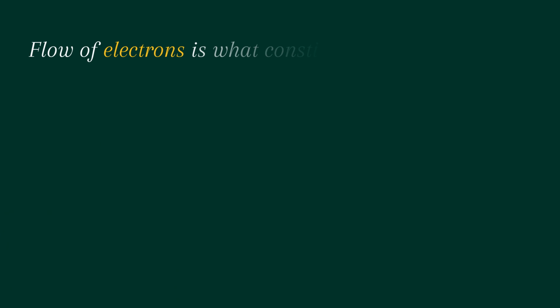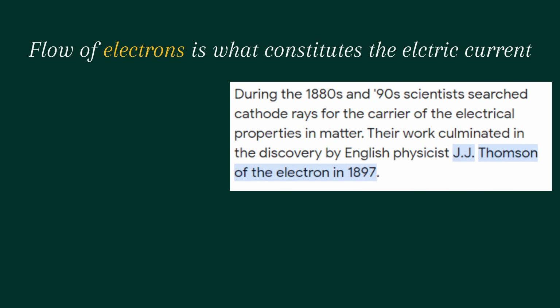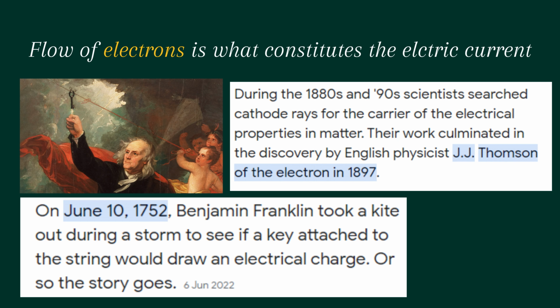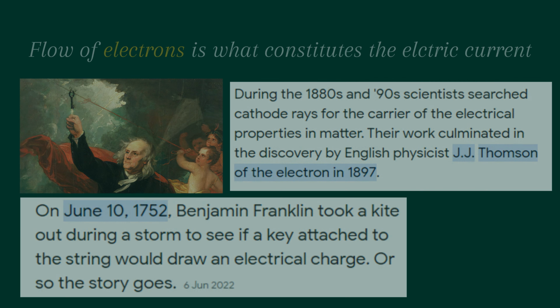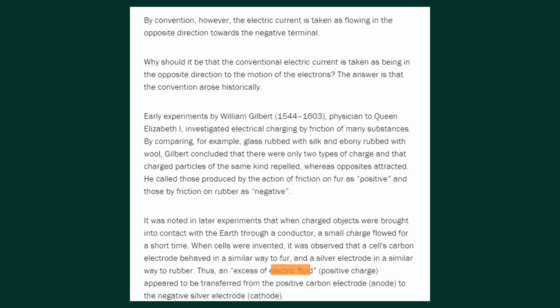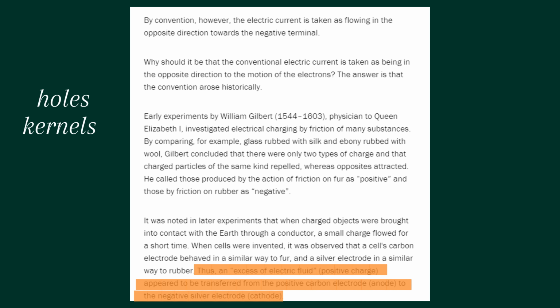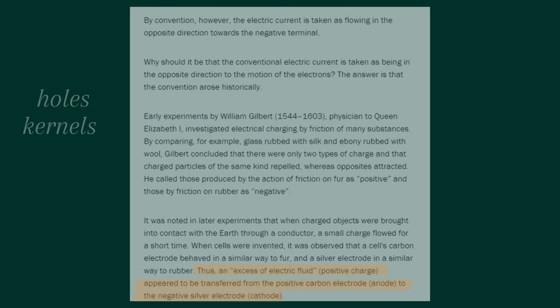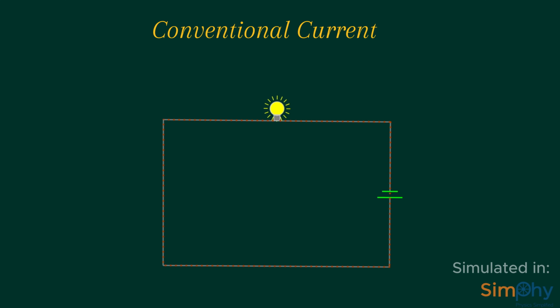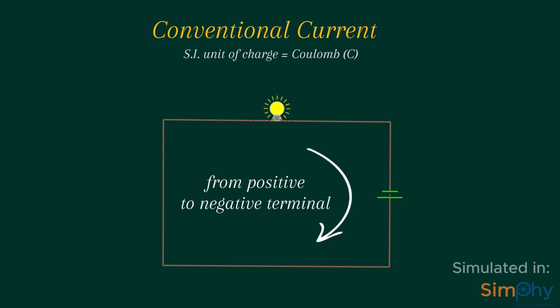The charges which flow in a metallic wire are electrons. However, these electrons were not discovered when electricity was first observed. At that time, electric current was thought to be flow of positive charges which are known as holes or kernels. The electric current due to these positive charges is today referred to as conventional current, and its direction is opposite to the flow of electrons. Electric charges have the SI unit coulomb, and electric current is measured in amperes.